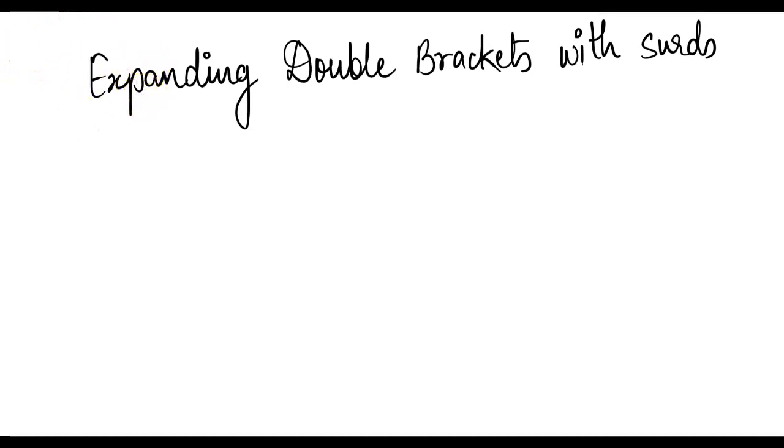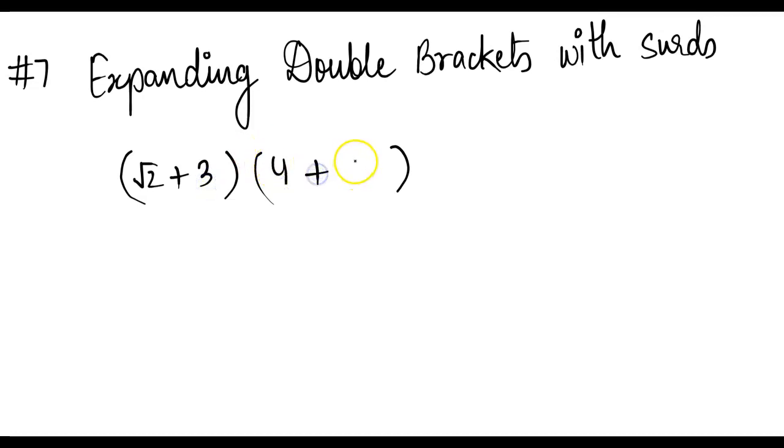Hello, this is lesson 7, and today we are going to understand expanding double brackets with surds. Meaning, if we have two brackets and some surds, for example root 2 plus 3 or 4 plus root 3, something like that. Or maybe all the terms having surds, or some of the terms having surds. But this is where we are handling double bracket expansion with surds.